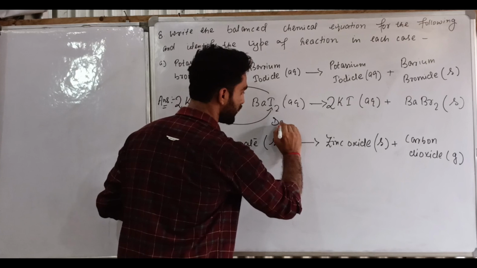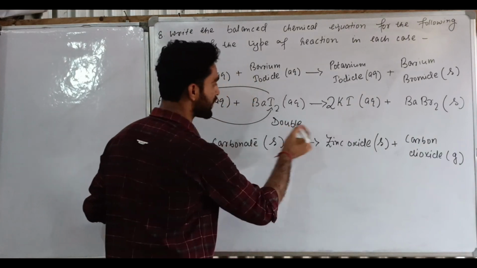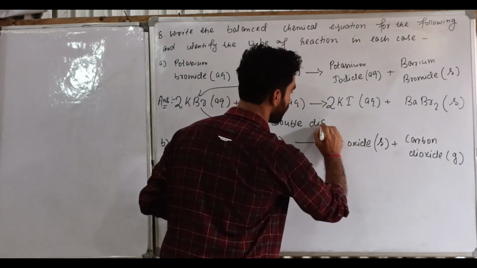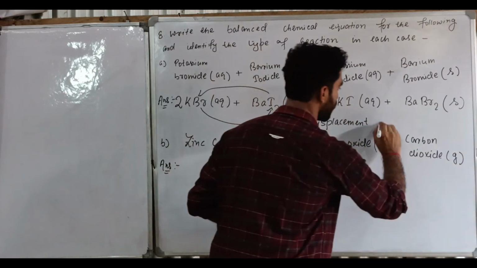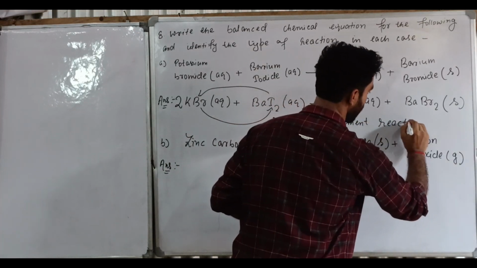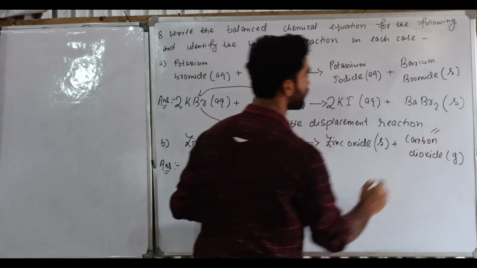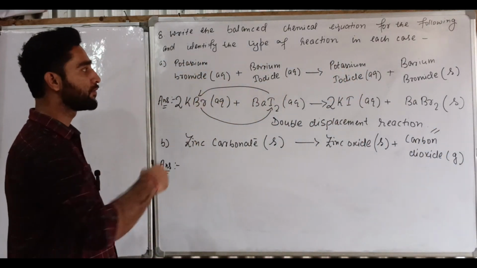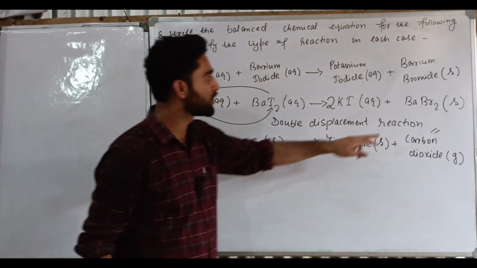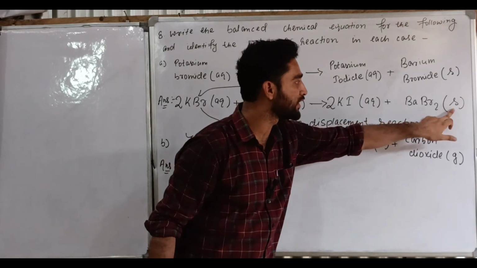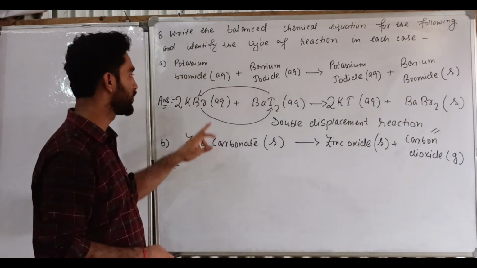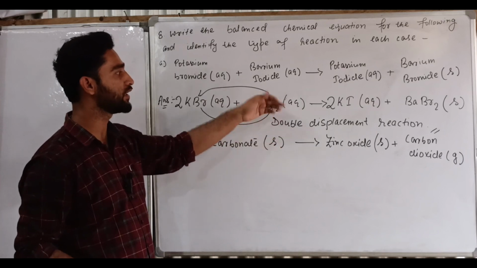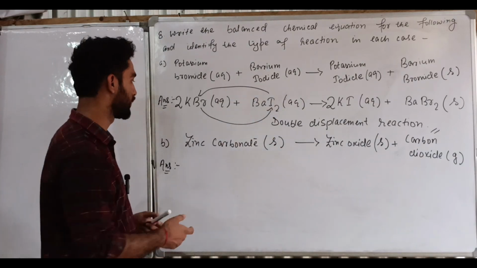So what kind of reaction? It is a type of double displacement reaction. It is also an example of a precipitation reaction because here we will get barium bromide, which is in the solid form and will be obtained in the form of a precipitate. So it is an example of a double displacement reaction as well as a precipitation reaction.